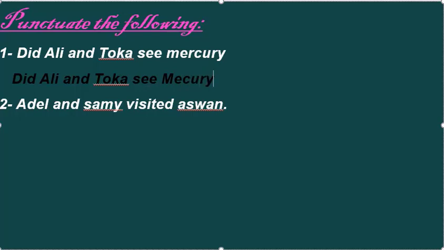and question mark. Number 2, Adil and Sami visited Aswan. So the answer, Adil and Sami with capital S, visited Aswan with capital A and full stop. And this is what we have for this part, and we will meet again.